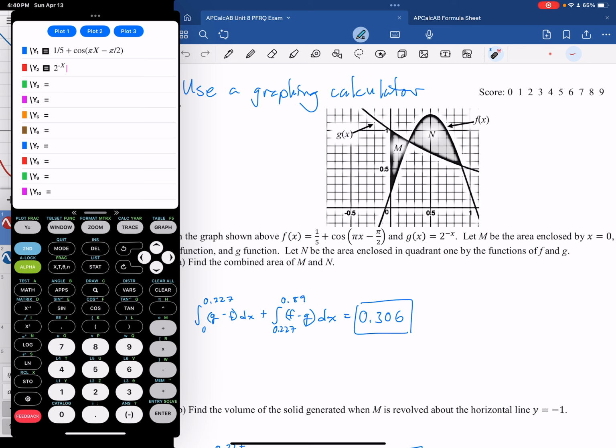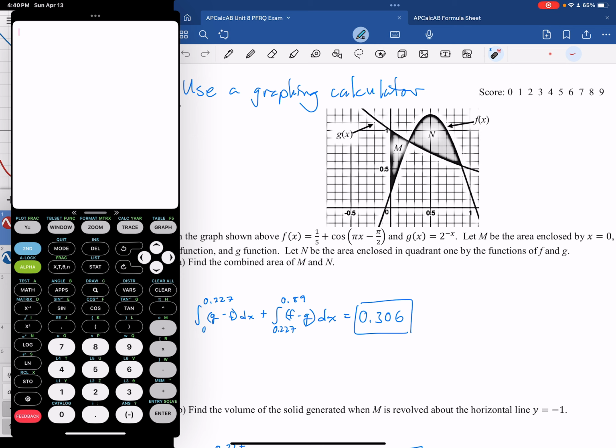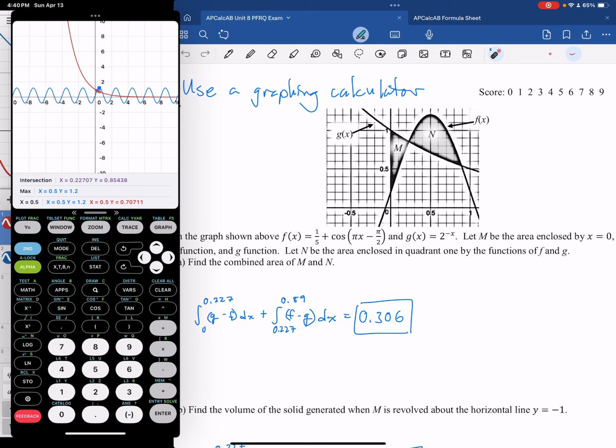All right, so this is how you do it on the graphing calculator. I'm going to press second quit. I could look at the graph if I want to. Oh, actually, you do have to look at the graph because we want to find the point of intersection. So let me show you guys how to do that.